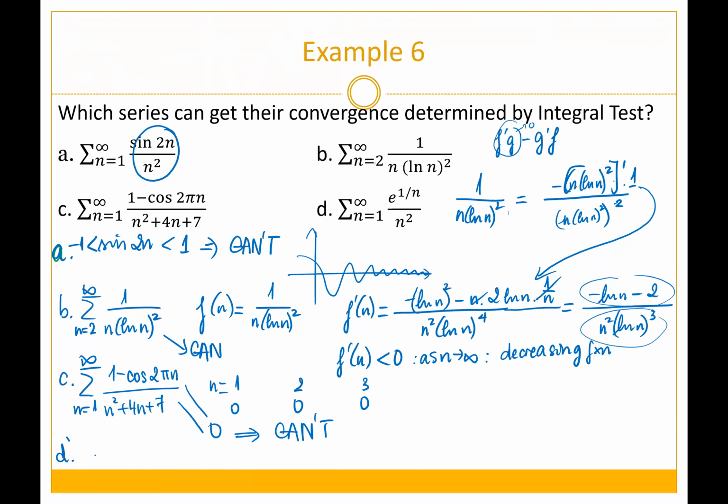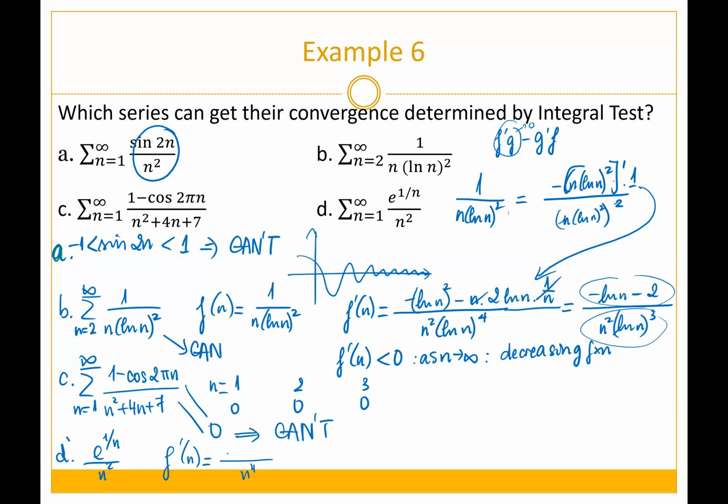So for D, the last one, you have e to the 1 over n squared. Now you have a positive number because e to the something over n squared is positive, and continuous. Now you check if it's decreasing. So you have f prime of n is going to be over n fourth.